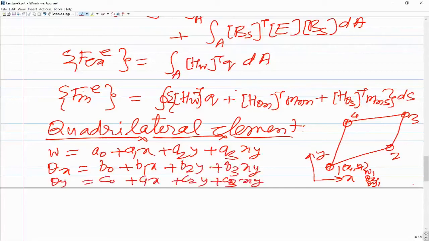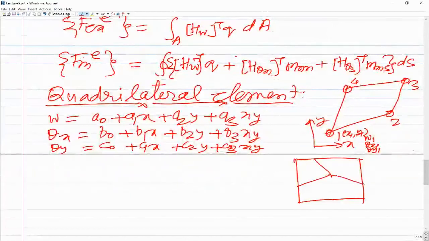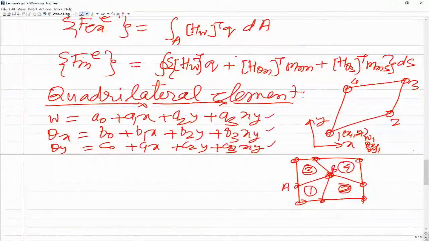So now when you check the compatibility, similar to what we discussed already, let us say we have some domain and we discretize this into a certain number of elements like this. So these are the nodes. Elements are 1, 2, 3, and 4 quadrilateral elements. You take any edge. Let us say if you take AB, AB will be y equal to mx plus c, and if you put it in this expression it will become quadratic in x.